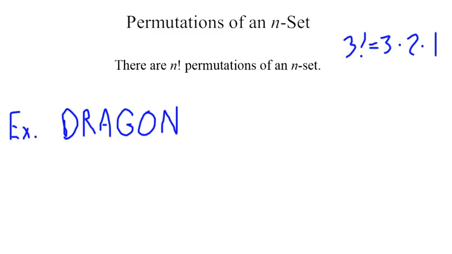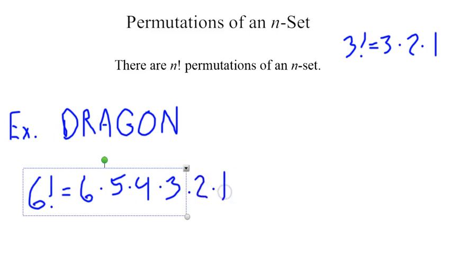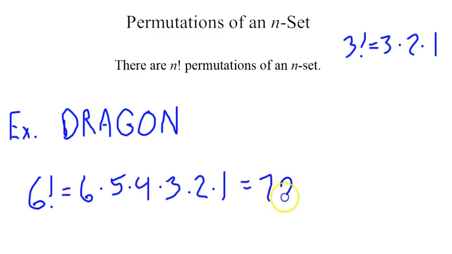Okay, so we look, there's 6 total letters. So from this principle, or this idea, there are 6 factorial different ways to arrange these letters. Meaning, we're going to take 6 times 5 times 4 times 3 times 2 times 1. Okay, so 6 times 5, we get 30. 30 times 4, we get 120. 120 times 3, we get 360. 360 times 2, there are 720 different ways to arrange the letters in the word dragon.